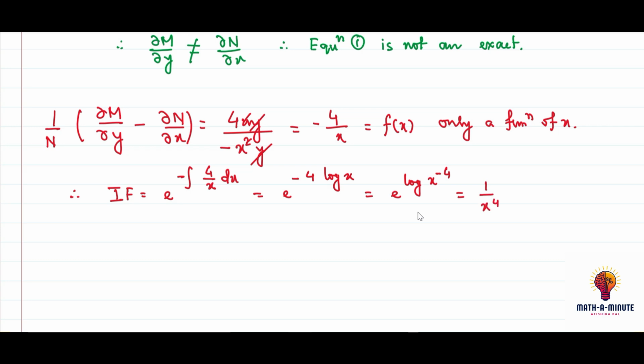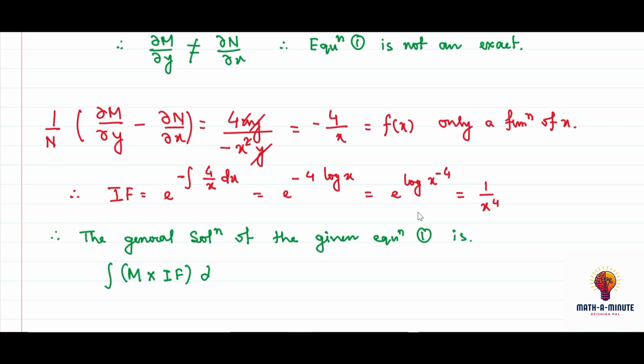Now how to find the general solution? For the general solution of the given equation 1 is integration M into integrating factor dx plus integration N into integrating factor dy equals C, C being an arbitrary constant. Okay, here C is a constant.